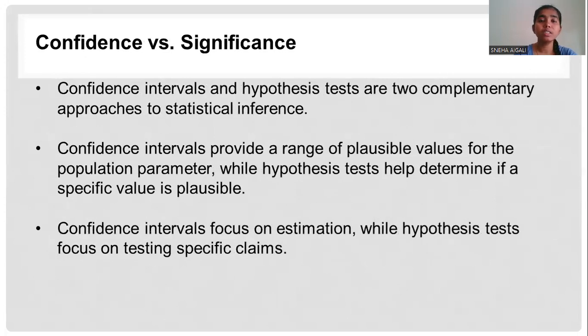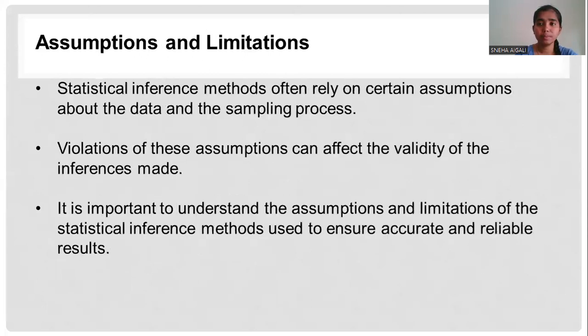Next up is confidence versus significance. What are its differences? Confidence intervals and hypothesis tests are two complementary approaches to statistical inference. Confidence intervals provide a range of possible values for the population parameter, while the hypothesis test helps determine if a specific value is possible. Confidence intervals focus on estimation, while hypothesis tests focus on testing specific claims.